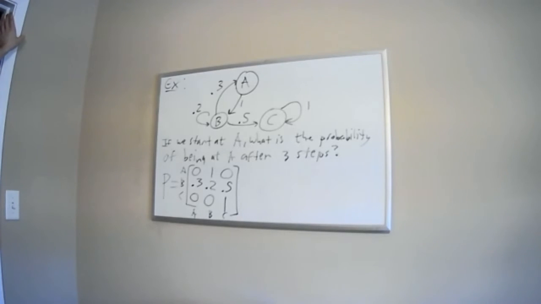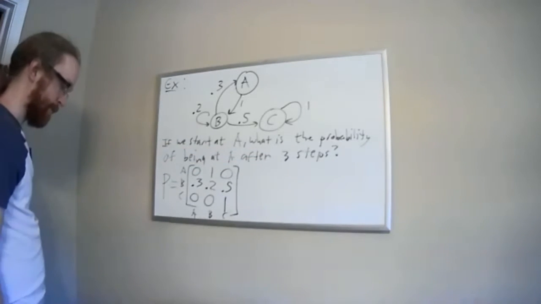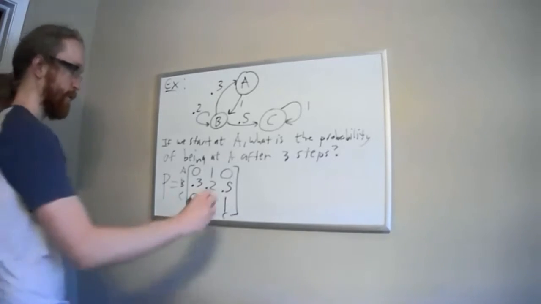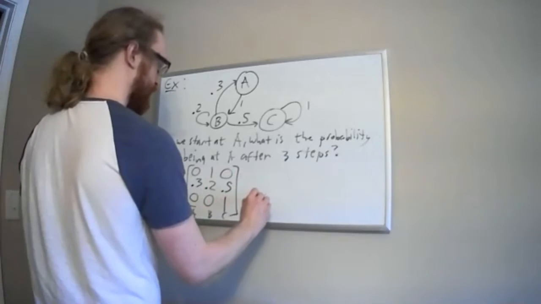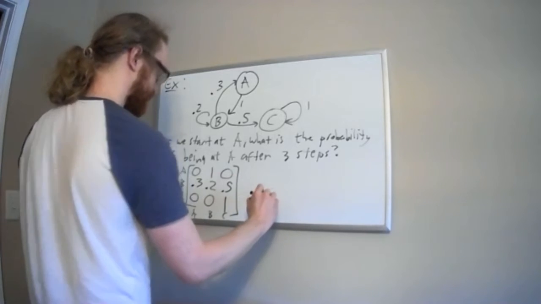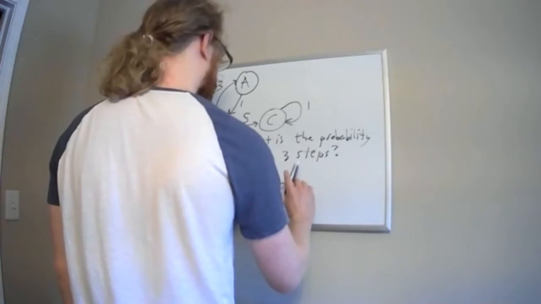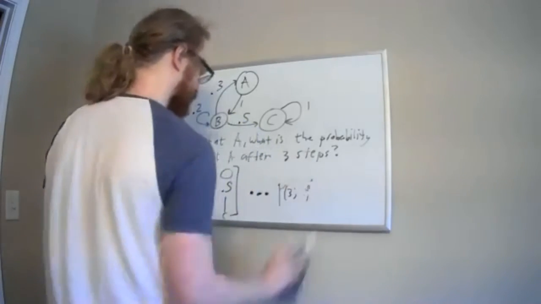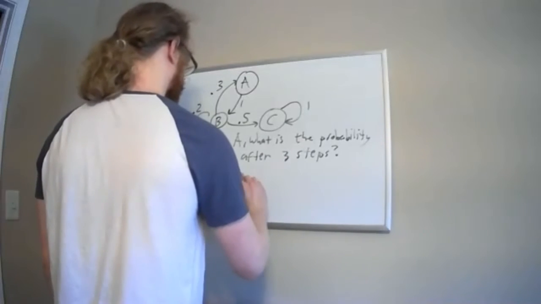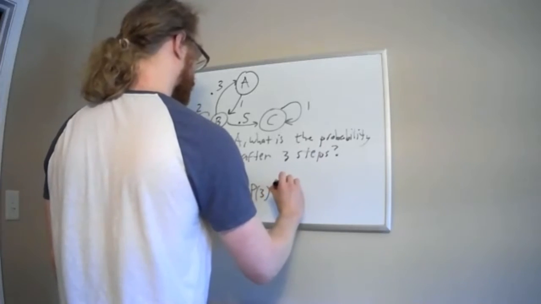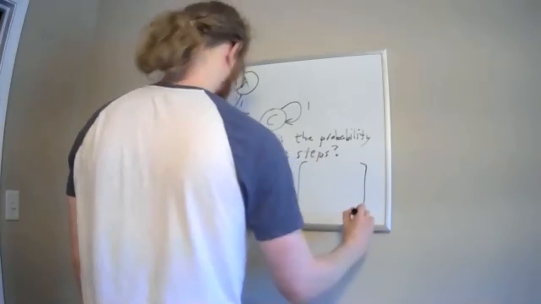Okay, so I'm interested in finding P cubed because we're asking about 3 steps. So I would need to find P squared, then P cubed. I'm not going to do the multiplication out for you, because I trust you could multiply the matrix with itself. I'll just give the answer here. P to the 3rd power is the following matrix. It should look like this.